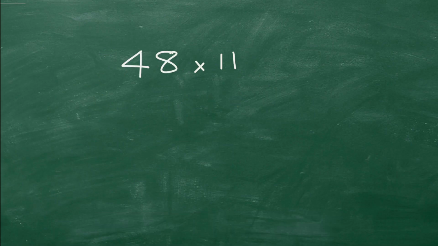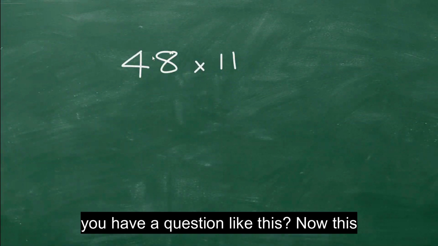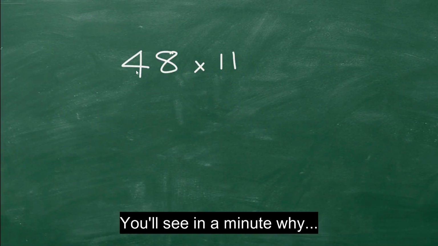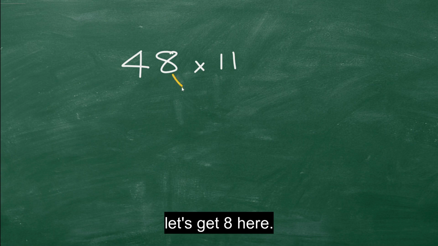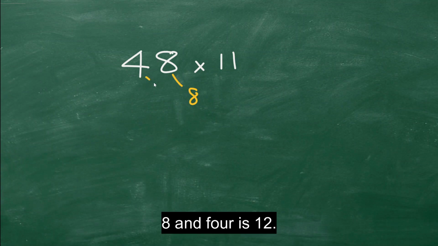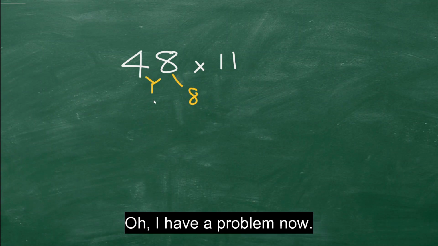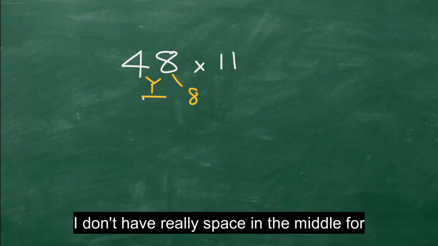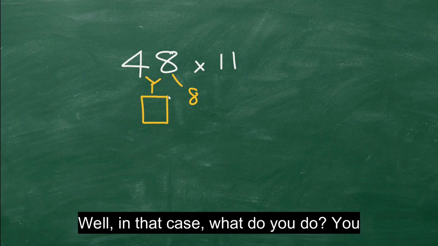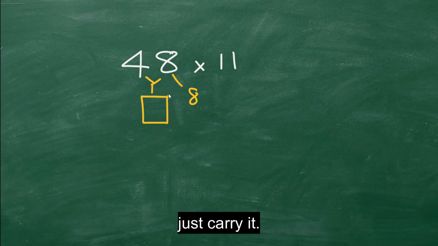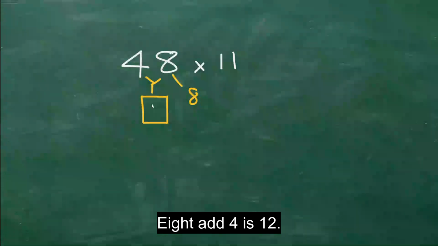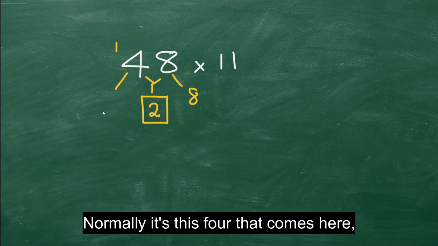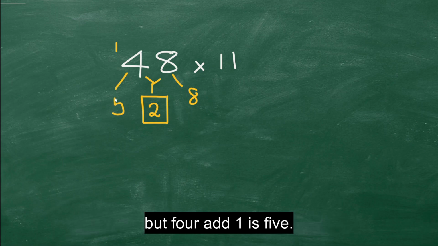Now, let's take this to the next step. What if you have a question like this? Now, this question is a little different to the previous questions. You'll see in a minute why. So, let's get 8 here. 8 add 4 is 12. Oh, I have a problem now. I don't have really space in the middle for 2 digits. I have only 1. Well, in that case, what do we do? You just carry it. 8 add 4 is 12. You put 2. 1 is carried. Normally, it's this 4 that comes here, but 4 add 1 is 5.